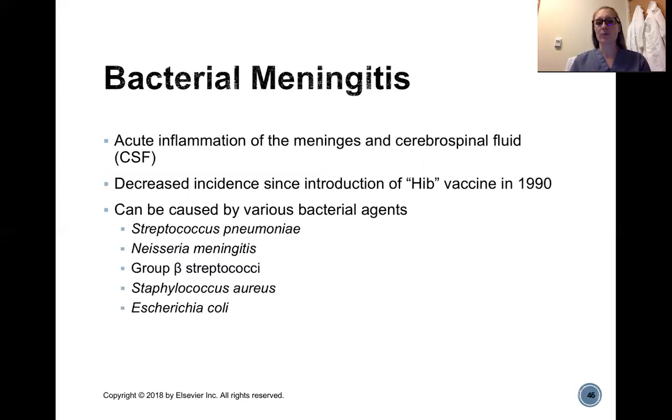Bacterial meningitis is a really common cause of encephalopathy, and we actually have some fabulous vaccines to help prevent the transmission of HIB, which is the most common cause of bacterial meningitis. People describe bacterial meningitis as the worst headache of their lives. They can't really move their head, and it can come on very quickly, especially in children.